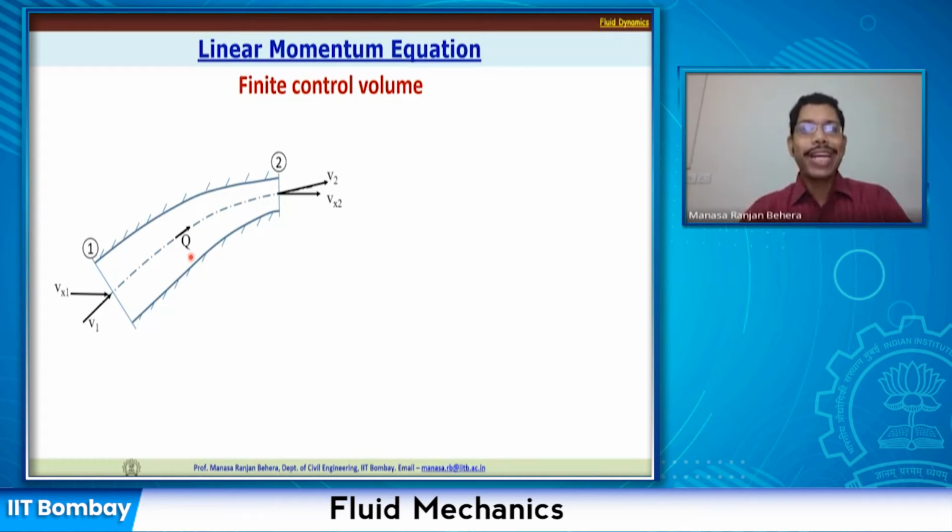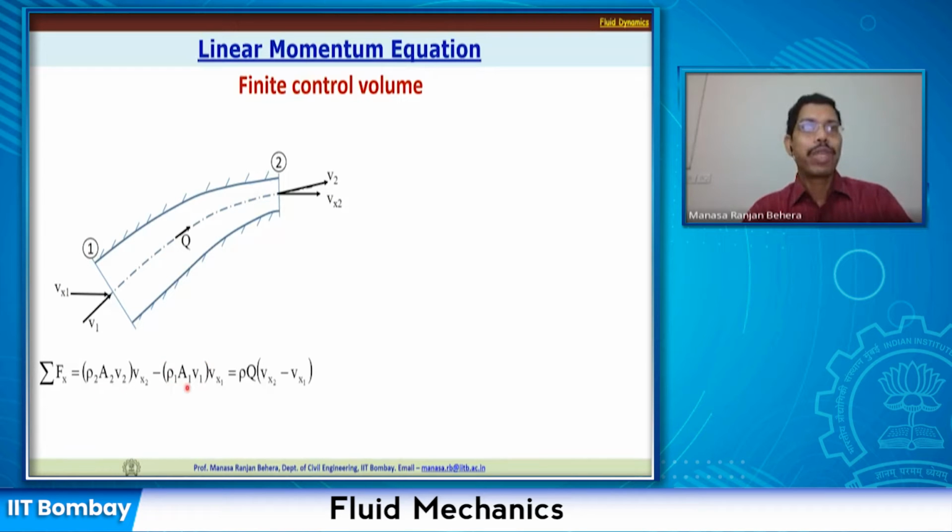Now if we write down the force acting in the x direction, this is a curved pipe, and in this pipe, let us say I want to find out the force exerted on this pipe in the x direction. So I will be able to write that summation of Fx is equal to the outflow momentum, that is rho 2 a2 v2 into vx2, minus rho 1 a1 v1 into vx1.